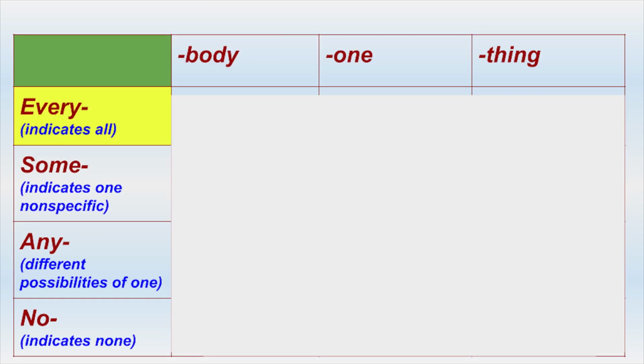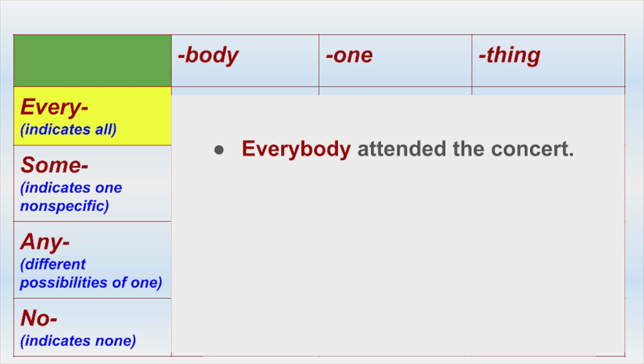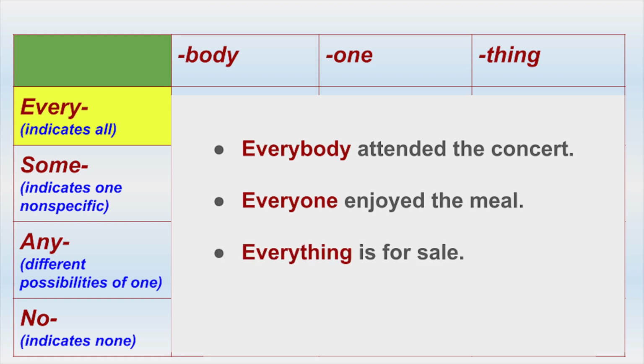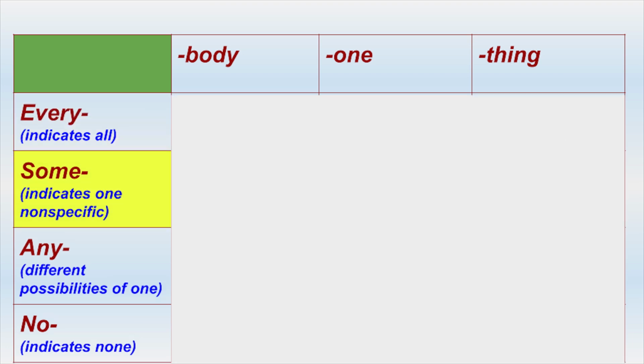Every indicates all of the persons, or all of something. It's not specific. No names or objects are known. For example, everybody attended the concert. Everyone enjoyed the meal. Everything is for sale.